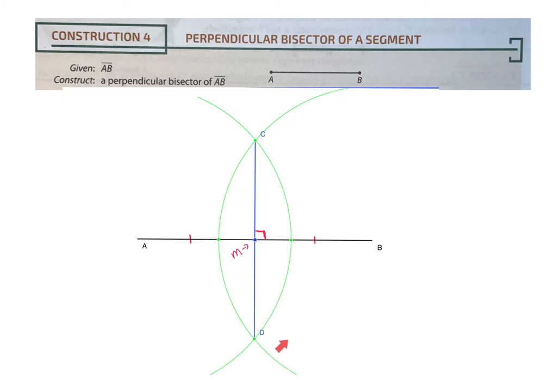So now you have 2 arcs that intersect here at the top and at the bottom. And you are going to take your straight edge and you are going to join those 2 points. You're going to join them, it will form right angles at the midpoint. So it tells you that you have cut this original segment in half at this midpoint here. It will also tell you this is a right angle and that these 2 are congruent.